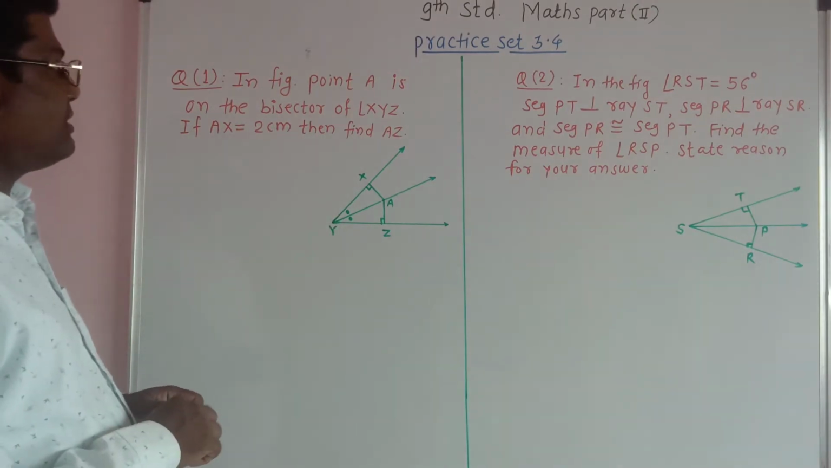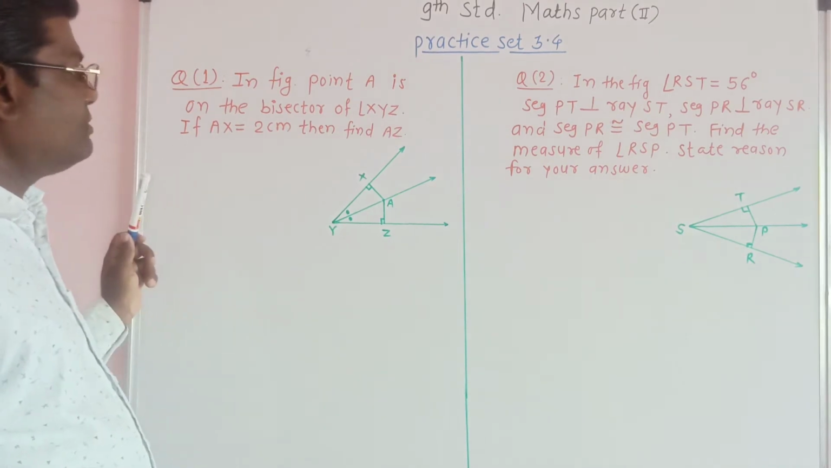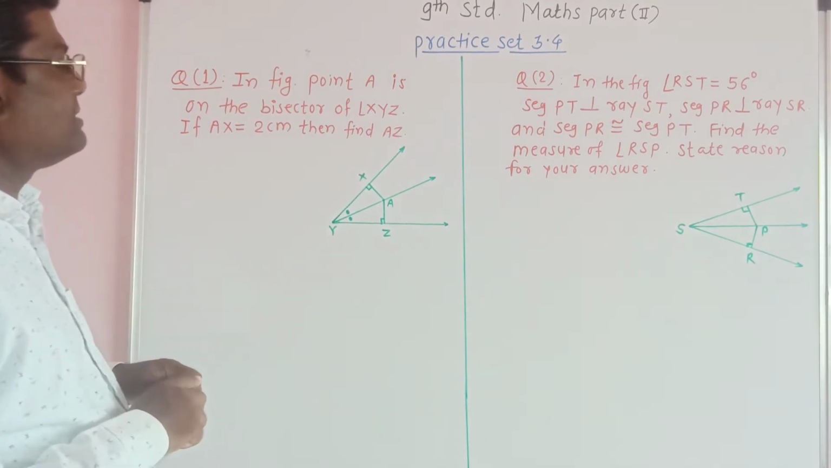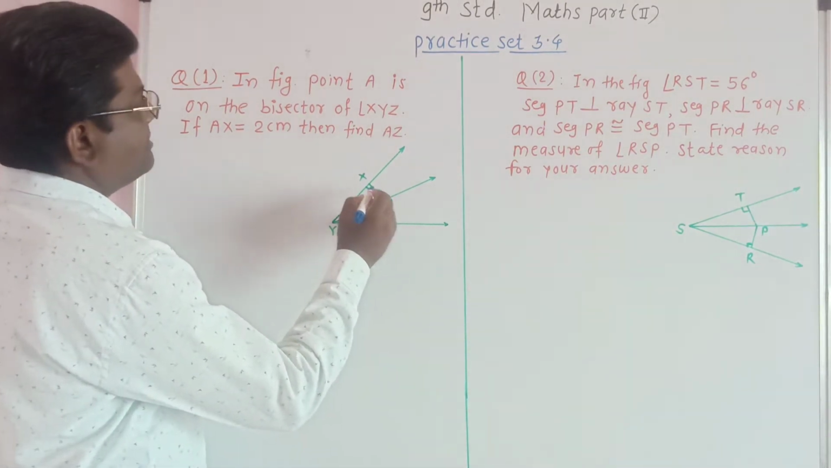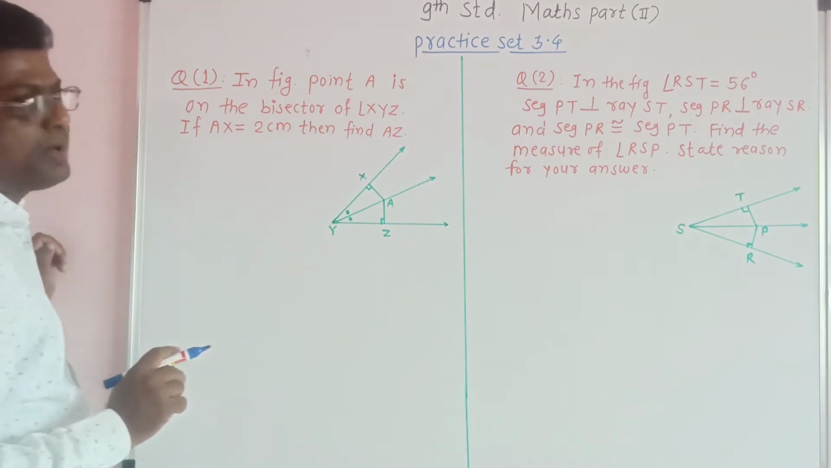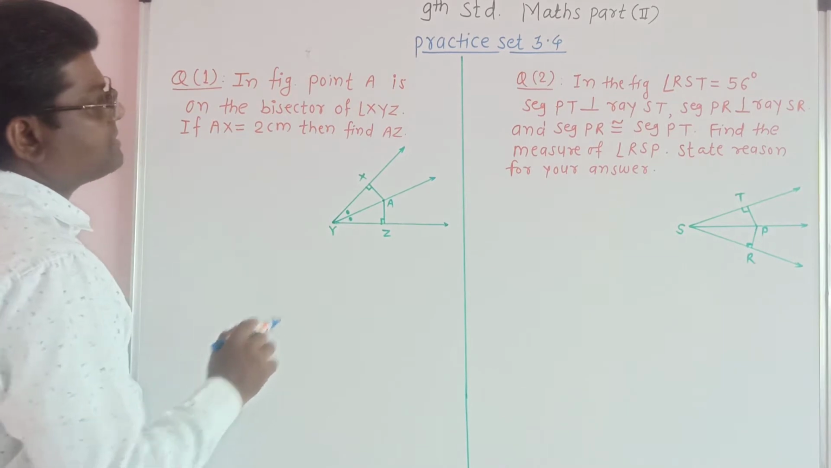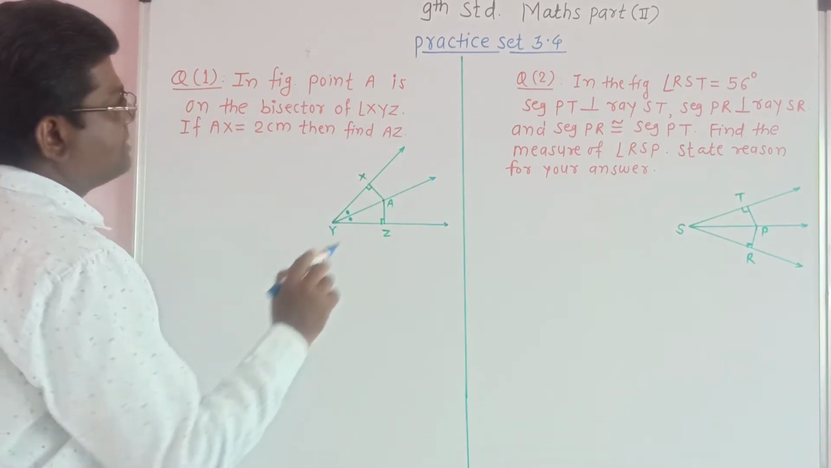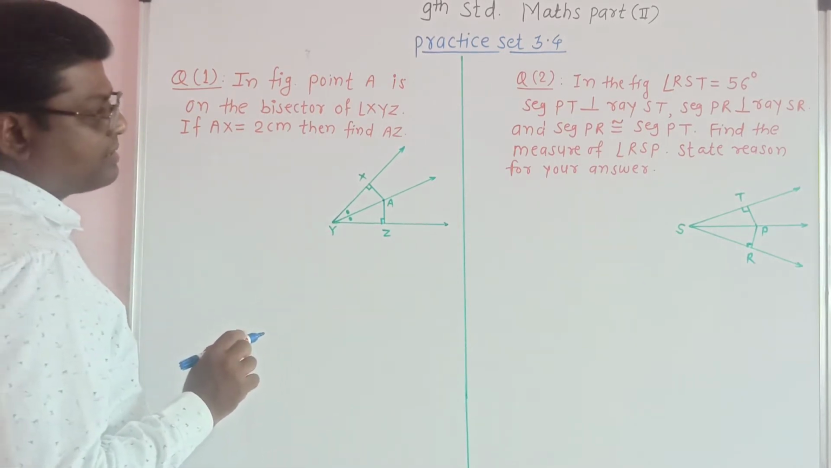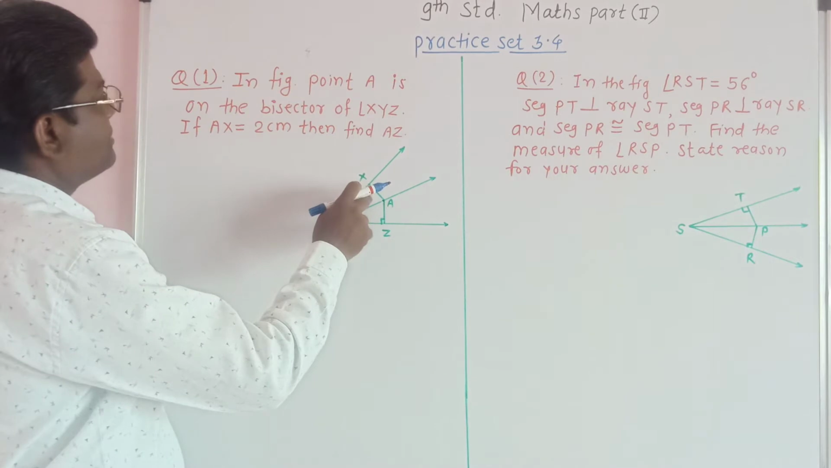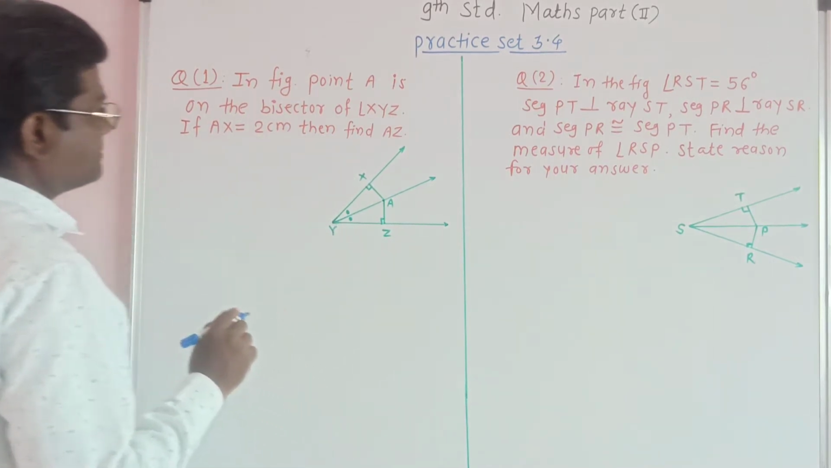Ninth standard math part 2, practice set 3.4, question number 1. In the figure, point A is on the bisector of angle XYZ. If AX is equal to 2 cm, then find AZ. Here it is given that point A is on the bisector of angle XYZ. Therefore, point A is equidistant from the sides of angle XYZ. Therefore, AX is equal to AZ. This is due to the angle bisector property. AX is equal to 2 cm. Therefore, AZ is equal to 2 cm.